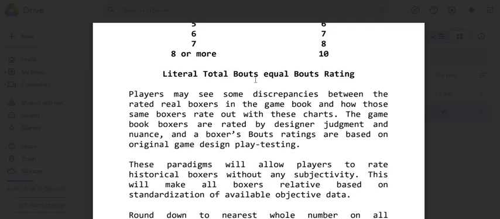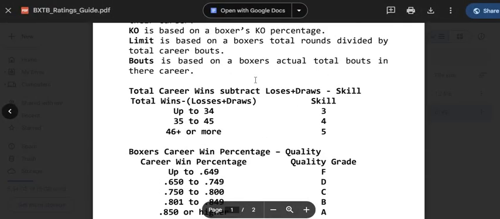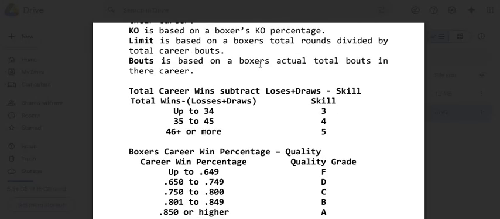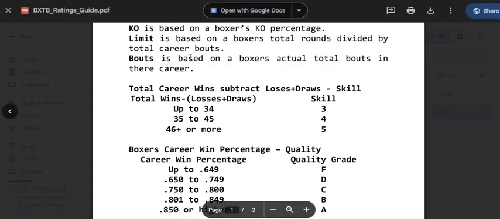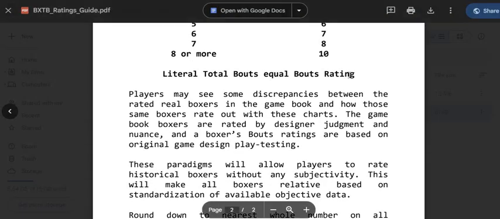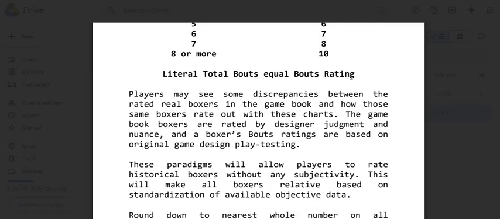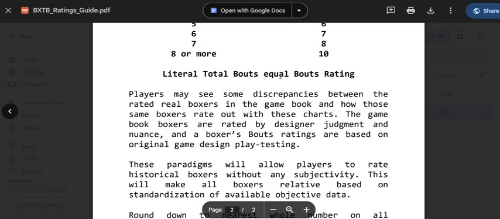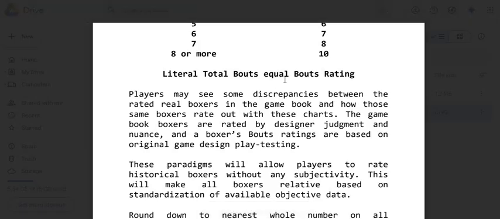Bouts, as I said already at the beginning, is just the total number of bouts in a boxer's career. When you create a boxer, you randomly determine how long that boxer's career is going to be. But if you have real-life boxers, their bouts are going to be what their real life is. So Muhammad Ali's bouts, I think, are 62 or something like that. 68, 62, I can't remember, but you get my point. Then as you fight Muhammad Ali, you would remove a bout for every bout until his career's over.